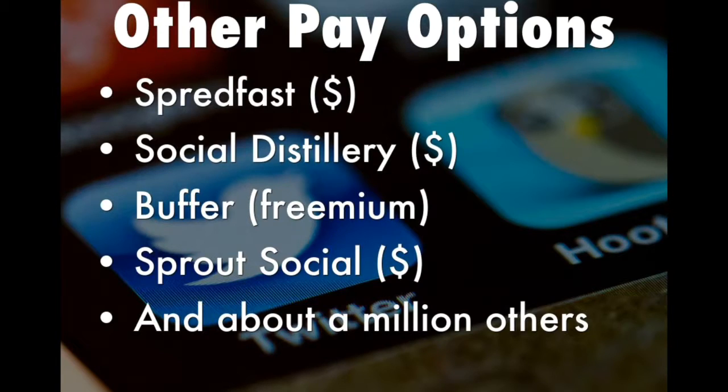A couple of other pay options. Spreadfast is an Austin company. We have people working there from our school. It's a paid client-based system where you pay them to use their software. Social Distillery, same thing. Also an Austin company, and it's a paid system. Buffer is a freemium model, meaning you can use it for free, much like Hootsuite. But if you want the advanced options with it, you have to become a premium user.